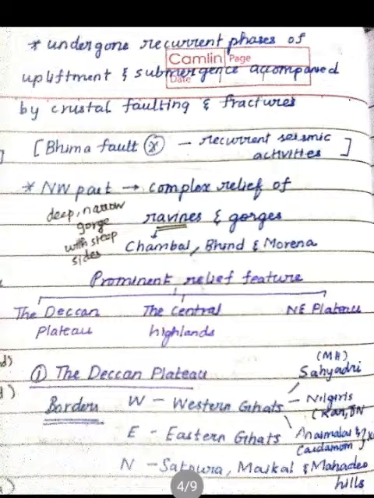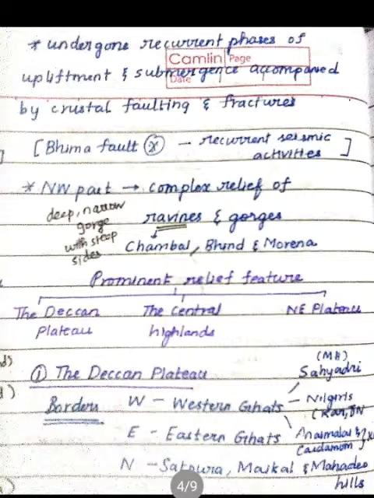The northwestern part of this plateau has complex relief of ravines and gorges. Ravines are deep, narrow gorges with steep sides, for example Chambal, Bind and Morena. Based on the prominent relief structure, this Peninsular Plateau is classified into the Deccan Plateau, Central Highlands and Northeastern Plateau.